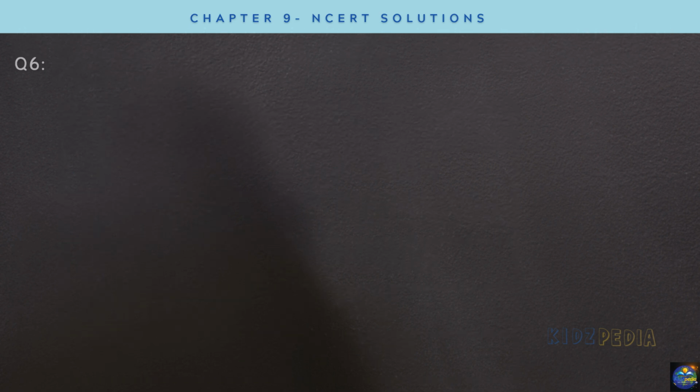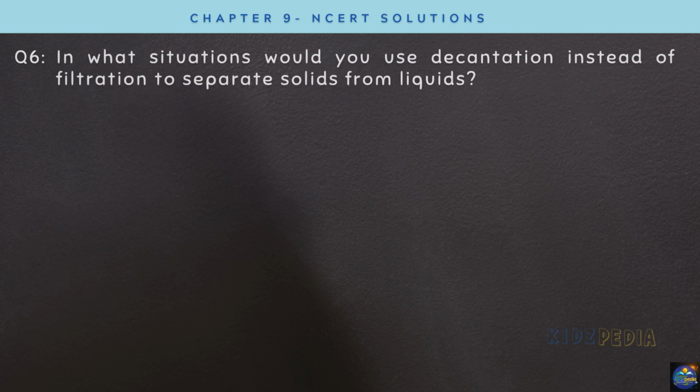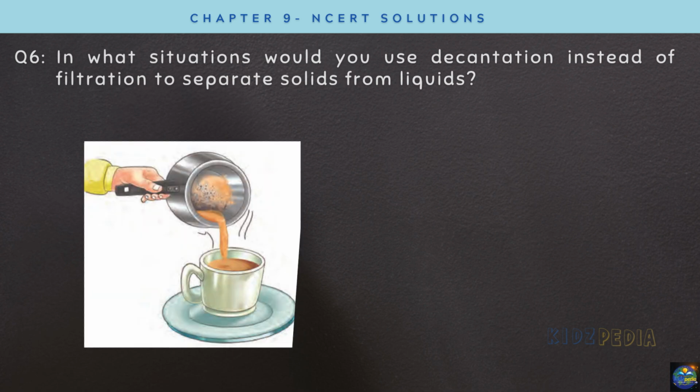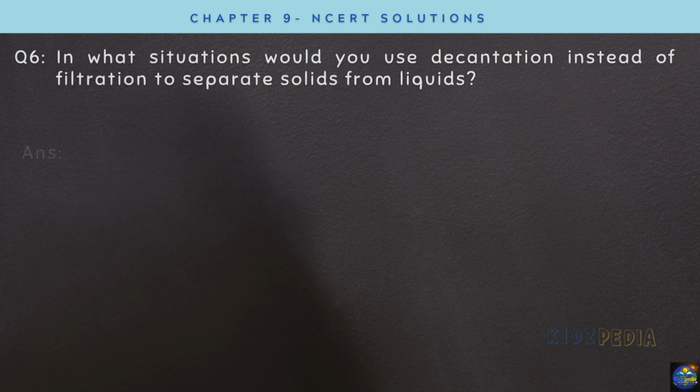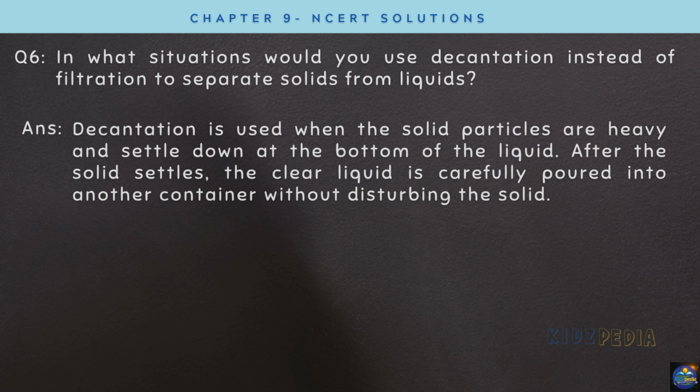Decantation. Next question. In what situations would you use decantation instead of filtration to separate solids from liquids? We use decantation instead of filtration when the solid particles are heavy and settle at the bottom of the liquid after some time. So, you can write the answer as decantation is used when the solid particles are heavy and settle down at the bottom of the liquid. After the solid settles, the clear liquid is carefully poured into another container without disturbing the solid. In such cases, decantation is easier and quicker than filtration.